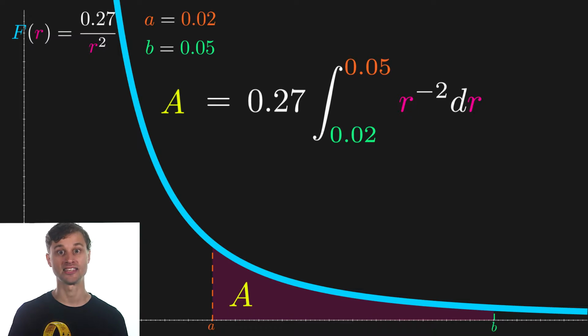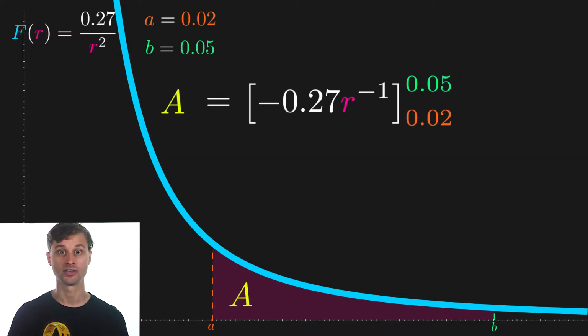Now we can evaluate this integral using the power rule. The power rule says I'm going to add 1 to my exponent to make this now negative 1, and then I'm going to divide the whole function by that new power, so dividing by negative 1. But dividing by negative 1 is the same thing as multiplying by negative 1, so this now gives me that the area under the curve is equal to negative 0.27 times r to the negative 1 power, evaluated from 0.02 to 0.05.